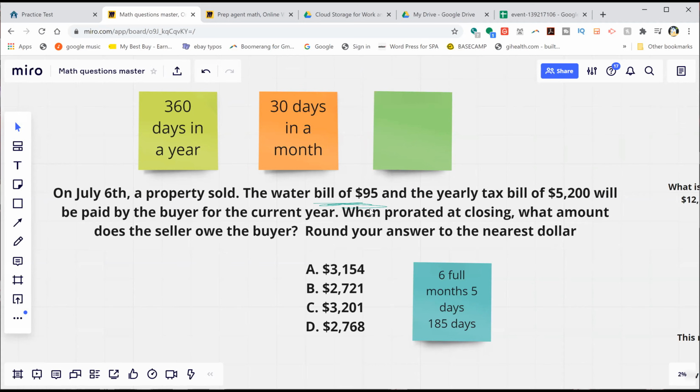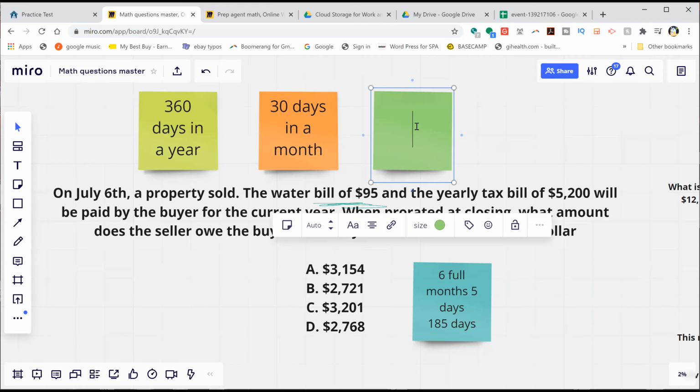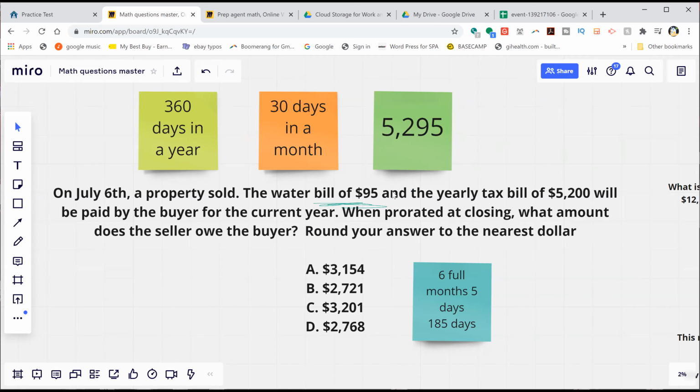So what happens is this. It basically says the water bill and the yearly tax bill will be paid by the buyer. So at the end of the year, they're going to pay $5,295. The buyer's going to pay that at the end of the year. That's the tax bill and the water bill due December 31st. At the time of settlement, the seller has to give the buyer the portion that they owe for the time that they were in it.